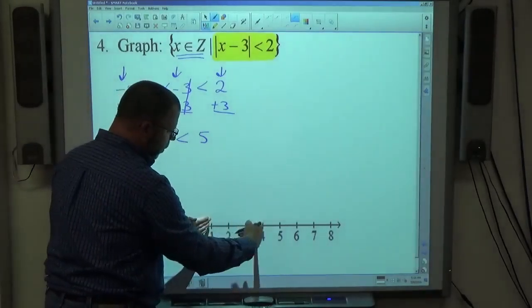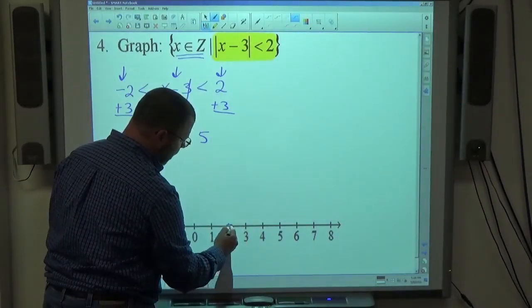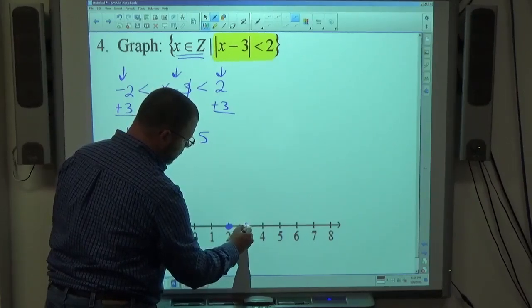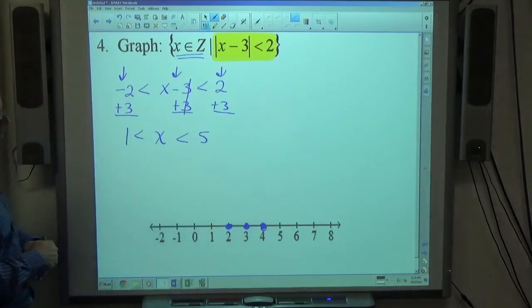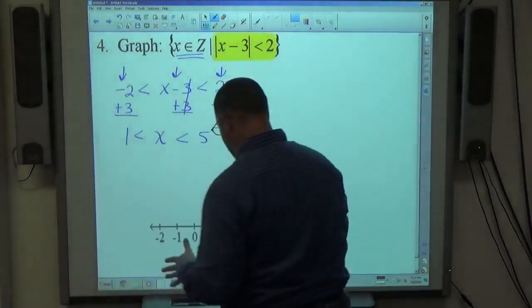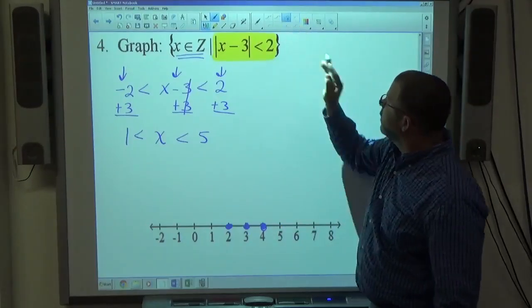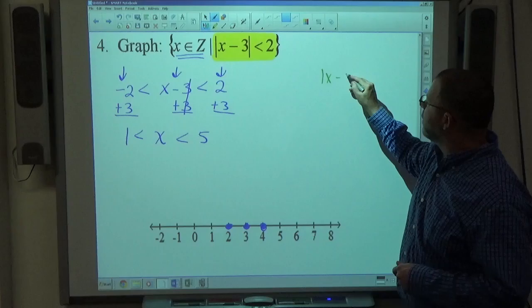So if I want bigger than 1 and less than 5 at the same time, only integers, it's going to be 2, 3, and 4. So I'm going to shade in 2, 3, and 4 using closed circles. No open circles necessary in an integer domain. That's how you do it. And that's the answer.